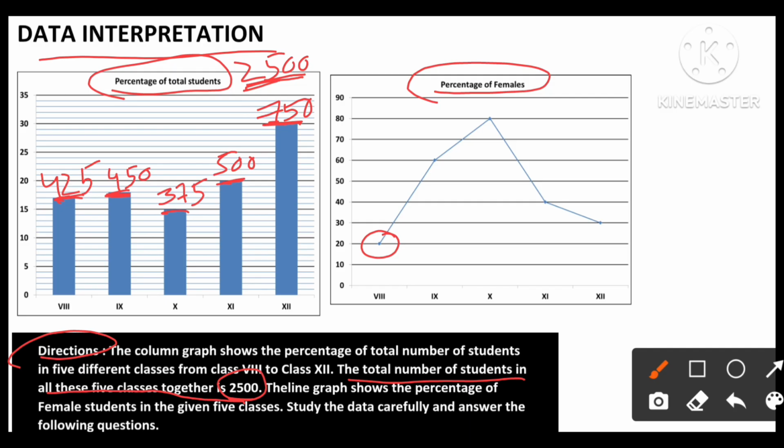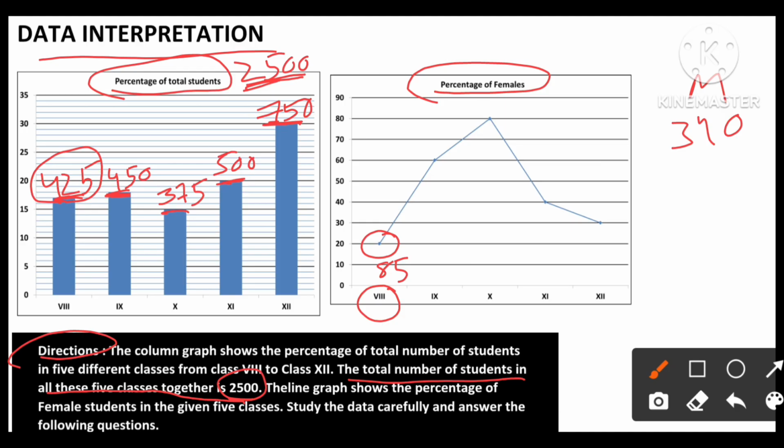Here female in 8th class is 20%. Out of 425, 20% are females. 20% of 425, which will be 42.5 times 2. We got 84 plus 1, 85. Okay, 85 are females. Then number of males we left is 425 minus 85. We got 340 are males.